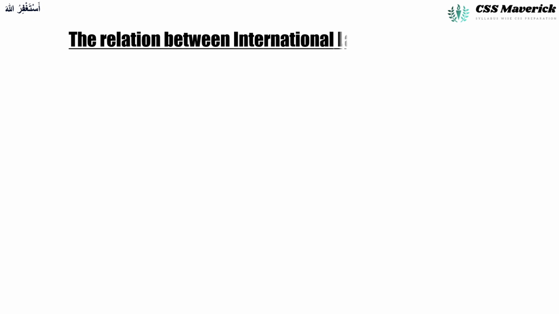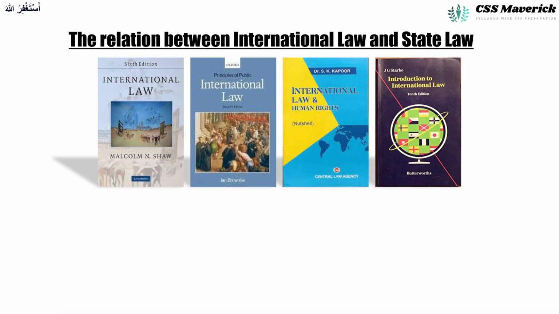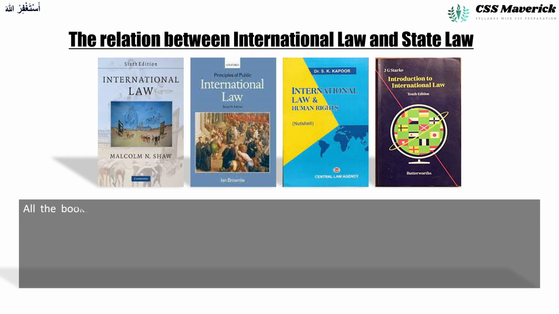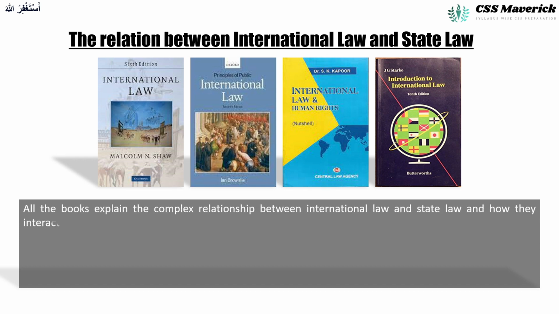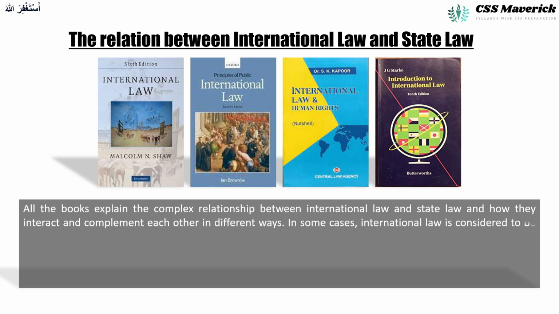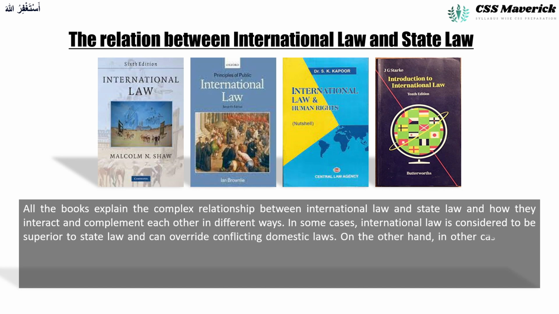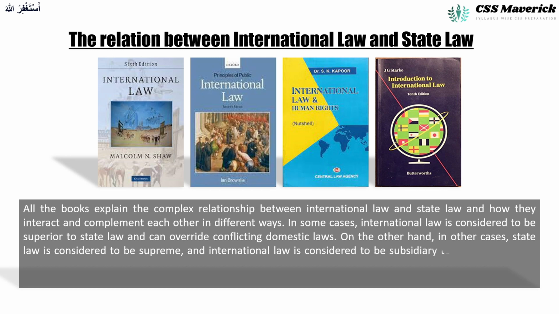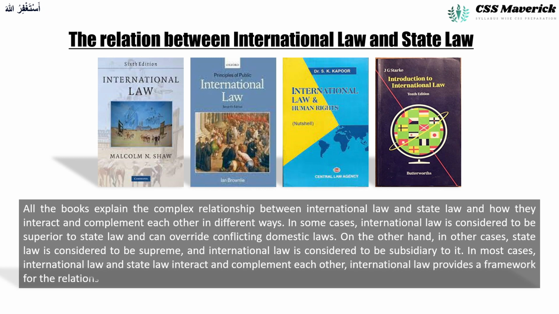Now, coming over to the relation between international law and state law. All the books explain the complex relation between international law and state law and how they interact and complement each other in different ways. In some cases, international law is considered to be superior to state law and can override conflicting domestic laws. On the other hand, in other cases, state law is considered to be supreme and international law is considered to be subsidiary to it.